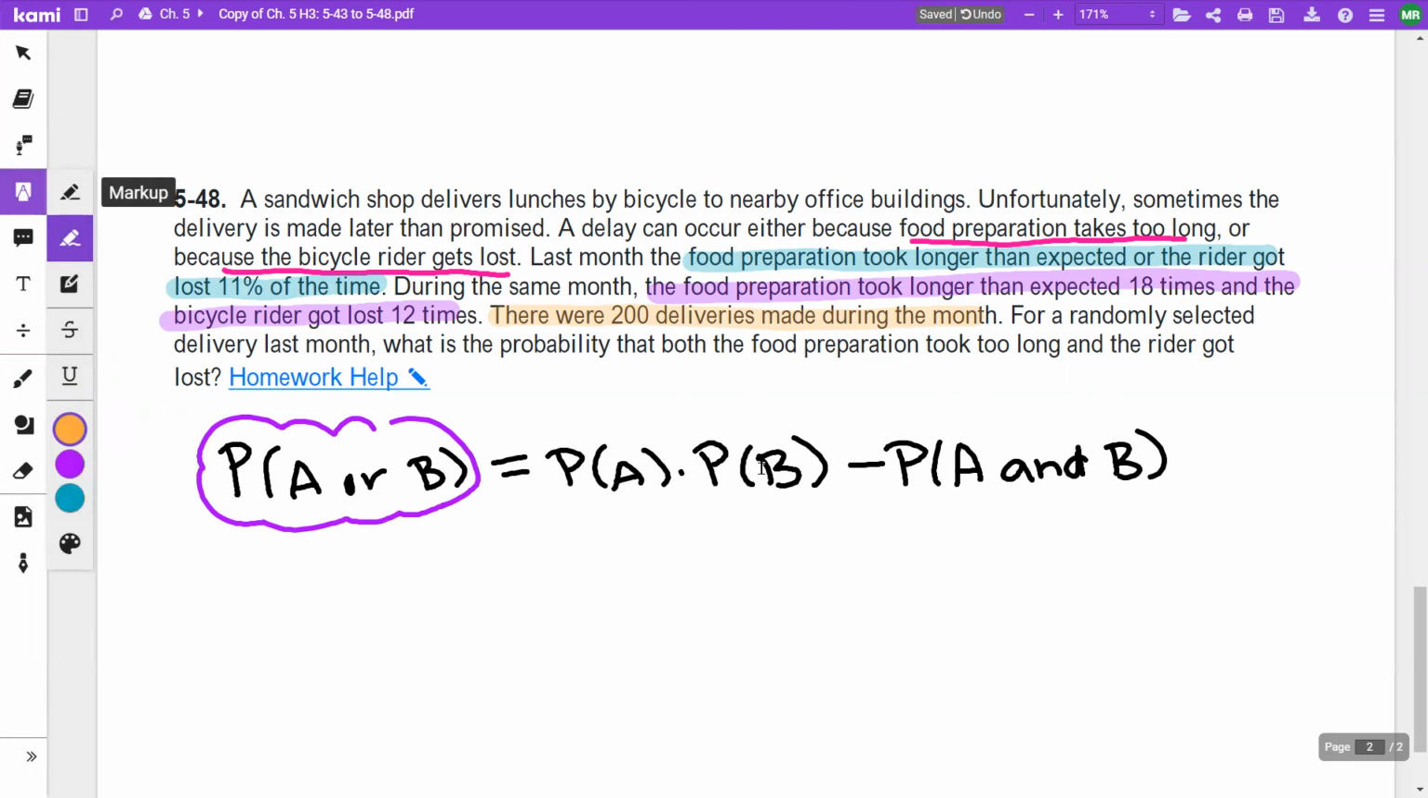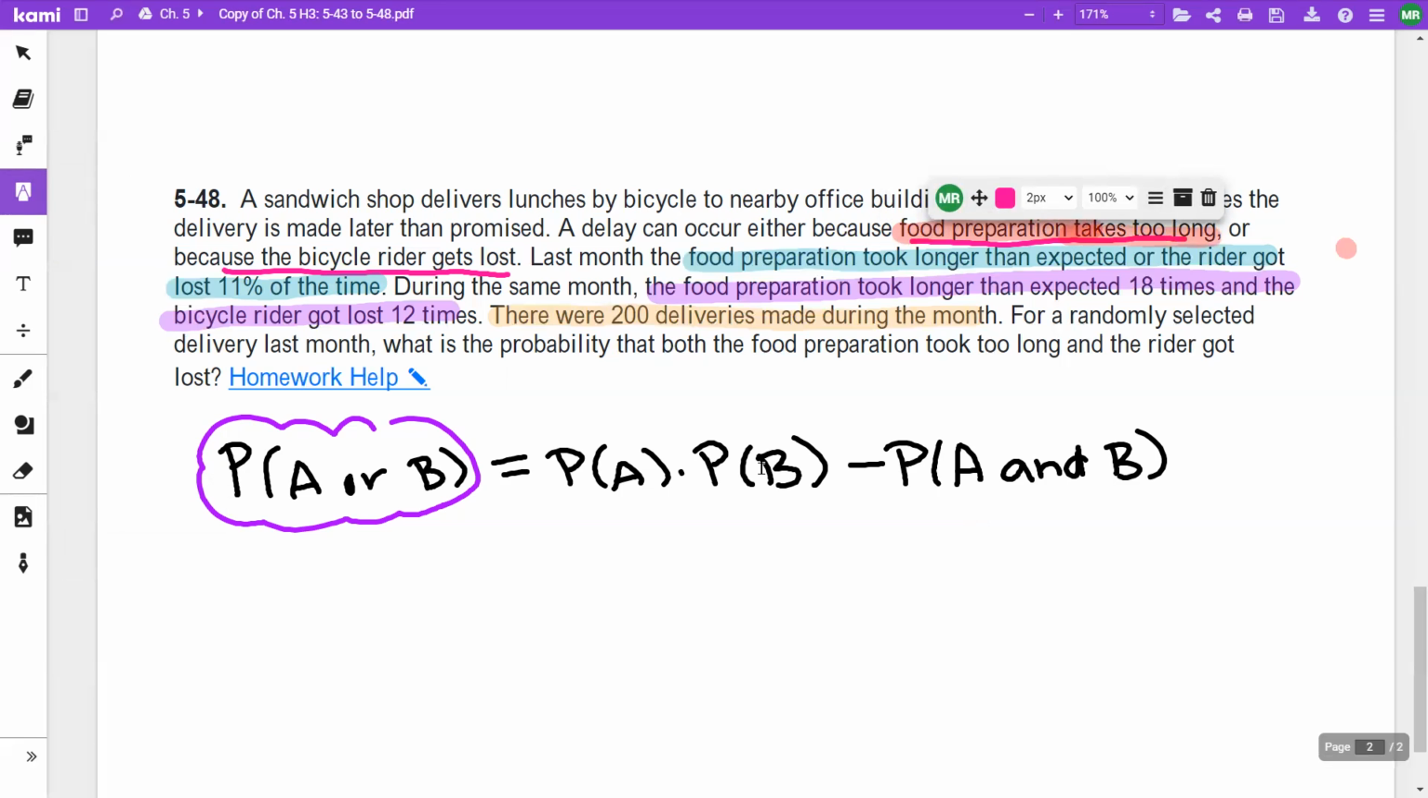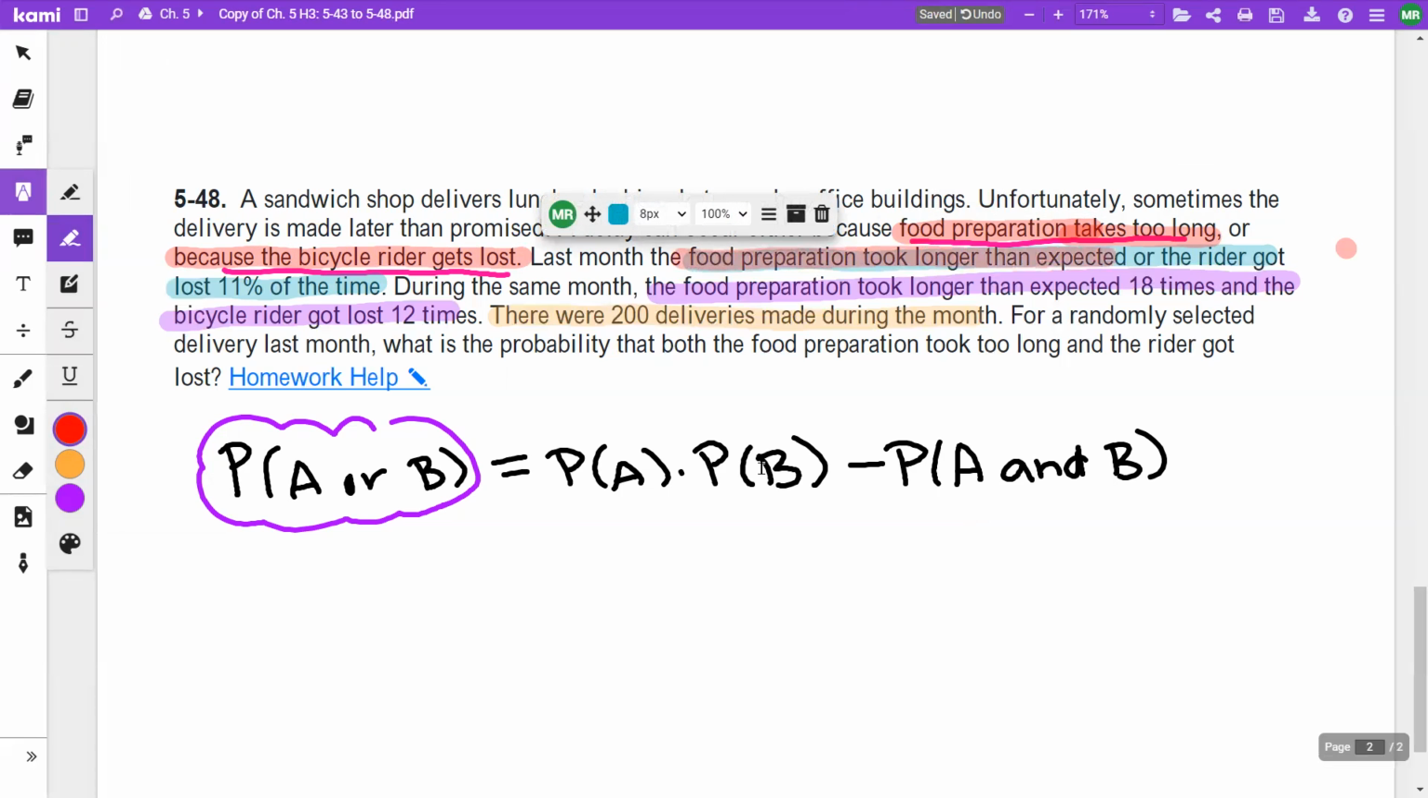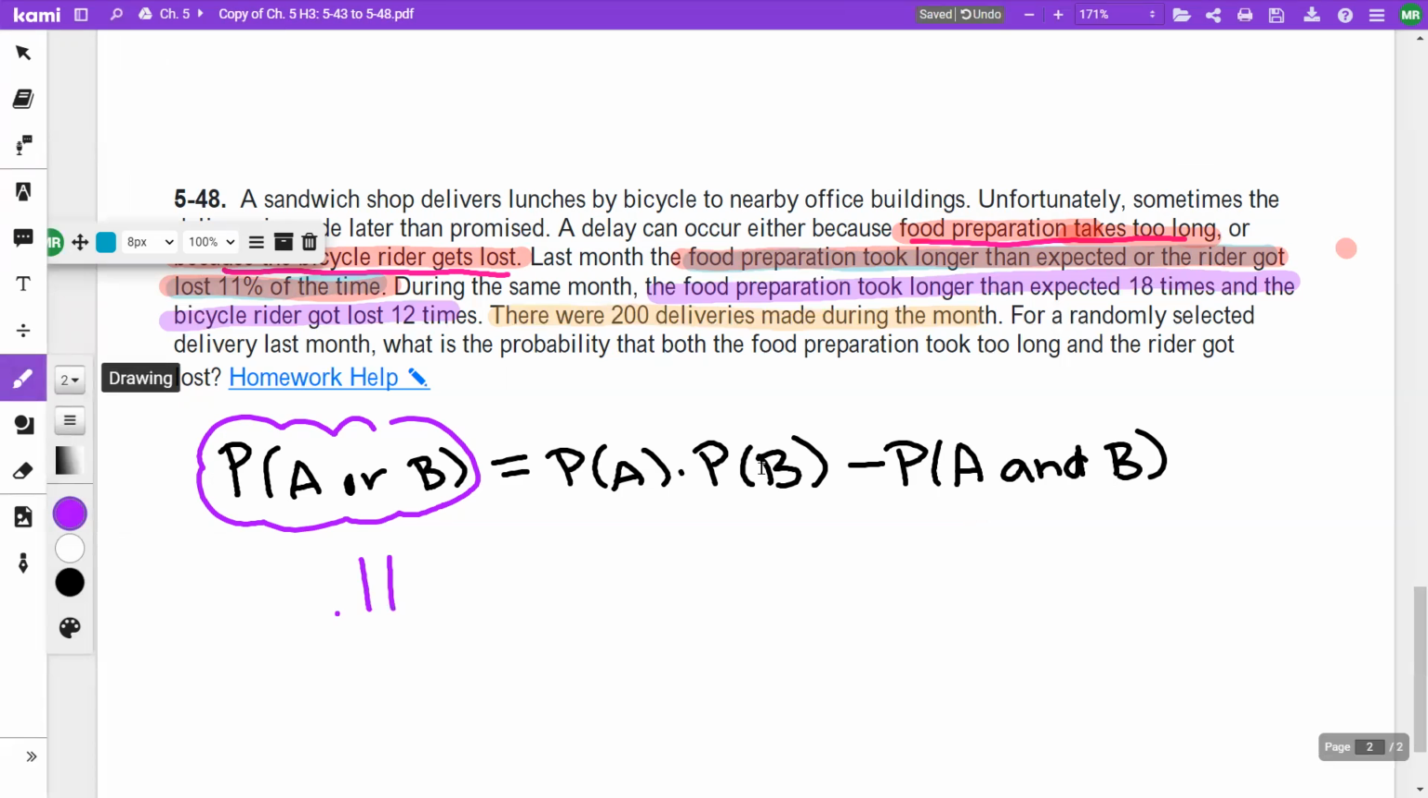I'll highlight it in red. So we know that the food preparation takes too long, or the bicycle rider gets lost. Now that can occur right here. Food preparation took longer than expected, or the rider got lost 11% of the time. So this right here was 0.11, 11% of the time.